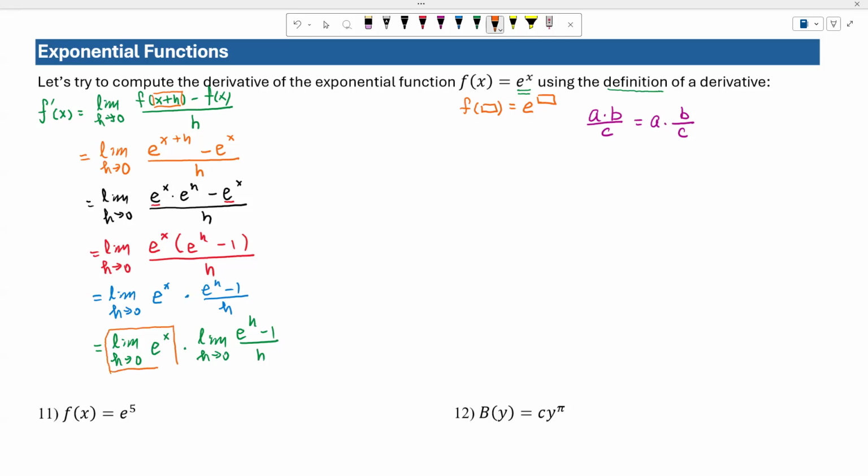Then we know that the limit as h approaches 0 of e to the x is just e to the x, because in this case the limit only affects the h, not x. So therefore, in this case, e to the x is just like a constant.